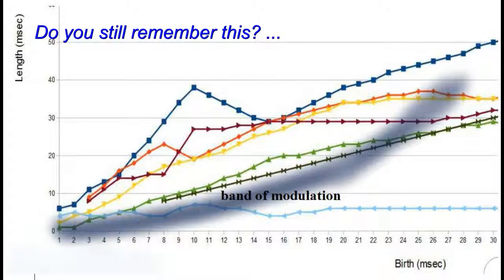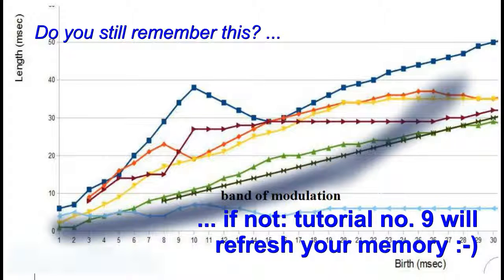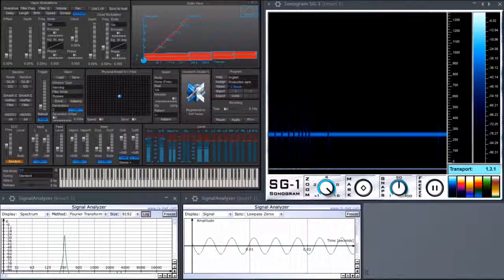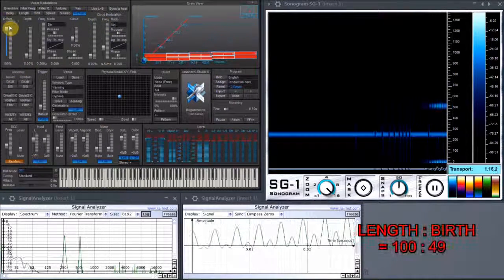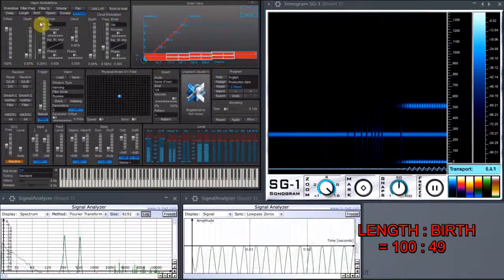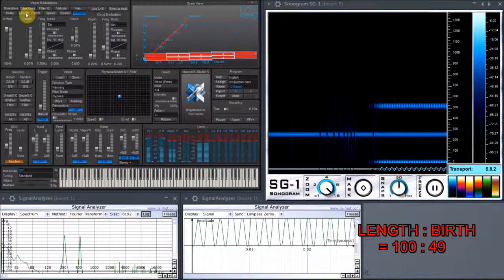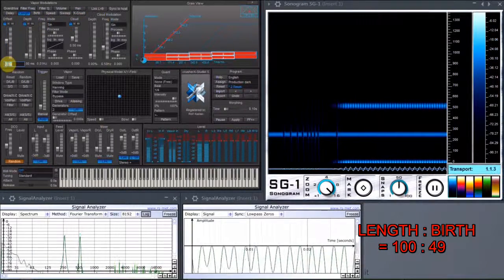And all of you who would like to revive their knowledge about the goings-on at very short lengths of the grains may watch tutorial number 9 again. At first I choose a length to birth relation of about 2 to 1, precisely 100 to 49. So 50% of the grains overlap.